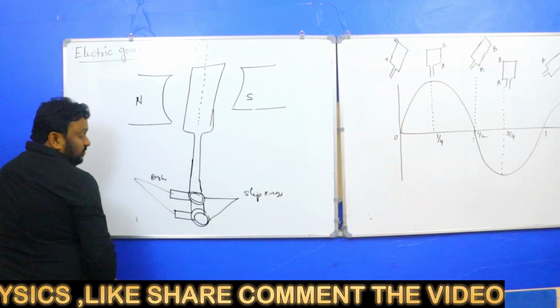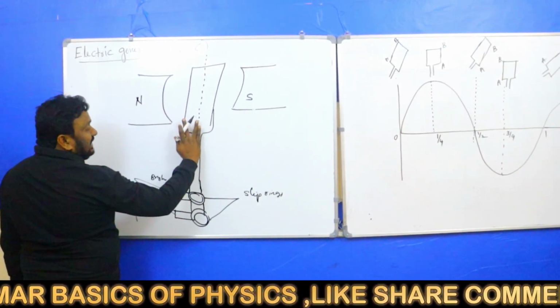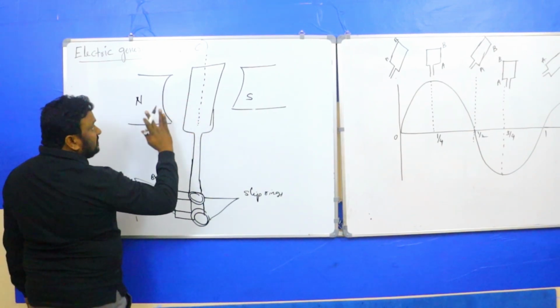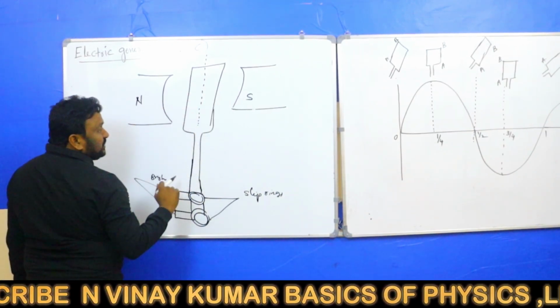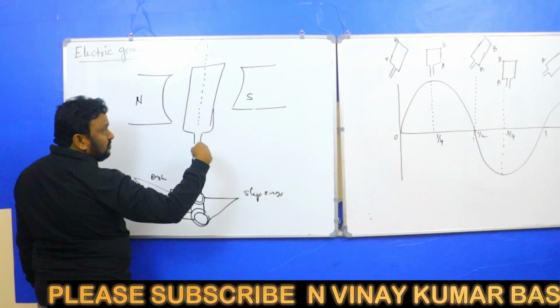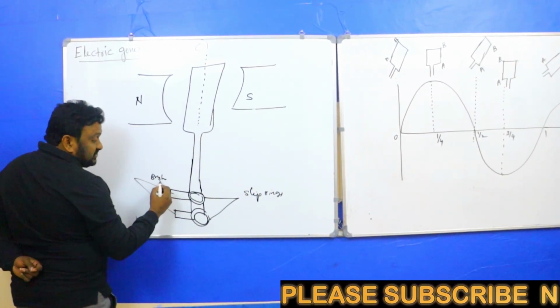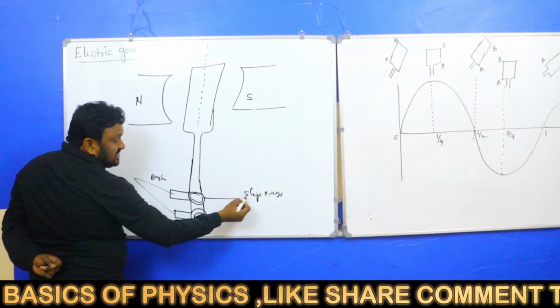So look here at what is happening inside the AC generator. While the coil is in rotation between the magnetic poles, obviously there is some change in magnetic flux. When flux changes, EMF is induced, and here these two brushes are given to the slip rings.